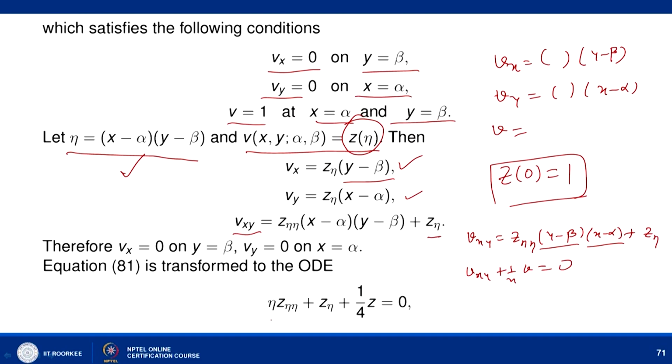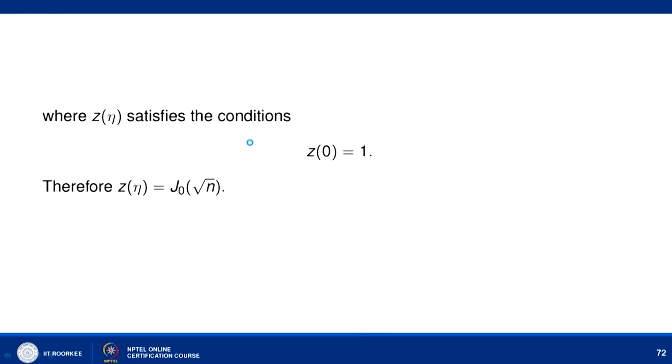So, here vxy is eta z'' eta plus z' eta, since eta is what we have assumed. So, eta z'' plus z' plus 1 by 4 z equal to 0, and z(0) equal to 1. This is the initial condition which we know, and z of eta is nothing but your Green function. So, the Riemann's Green function must satisfy this ordinary differential equation along with the condition z(0) equal to 1.